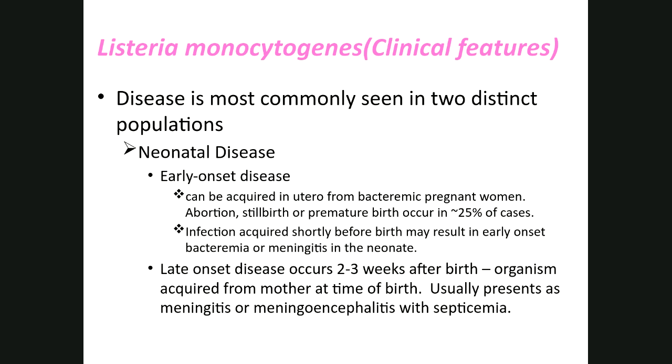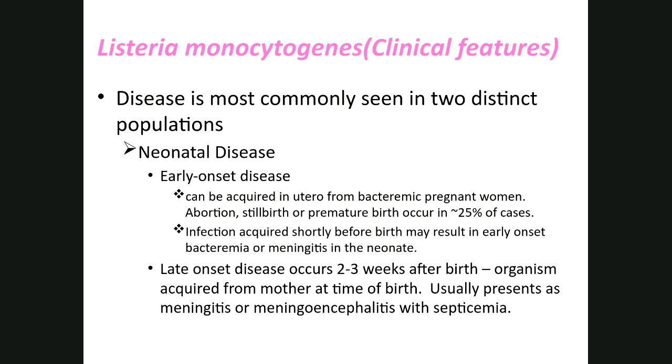Now, Listeria can produce two types of presentations in neonates. One is called the early onset disease and the other one is called the late onset disease. In early onset disease, the infection is acquired while the child is still in the uterus, and this infection comes from the bacteremic pregnant women.